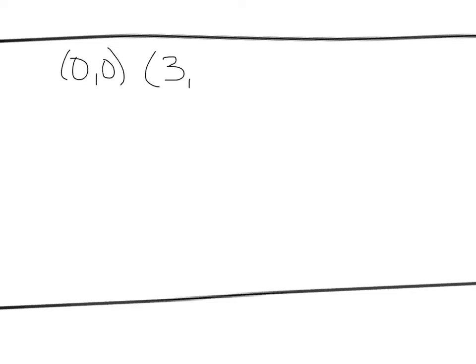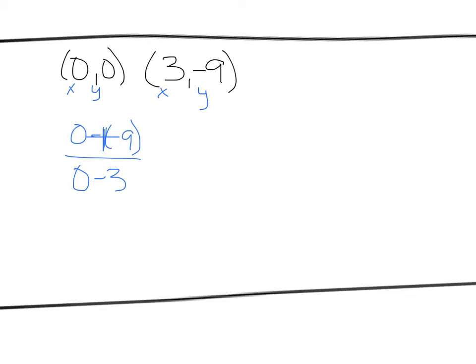So (0, 0) and (3, -9). Okay, so we have an x and a y, we have an x and a y. So if we look at my y coordinates, and I'm going to subtract them. So if I have 0 minus a negative 9, be really careful. I am subtracting and that 9 is already negative, so you do have to have that minus a negative 9. And then I have 0 minus 3. Okay, well, minus a negative, I can change that into a big plus sign. 0 plus 9 gives me 9. 0 minus 3 gives me a negative 3.